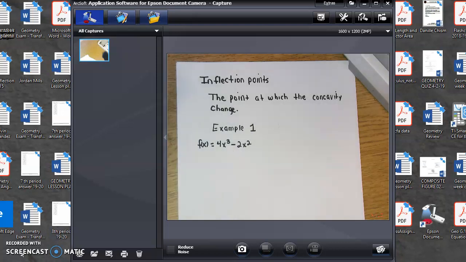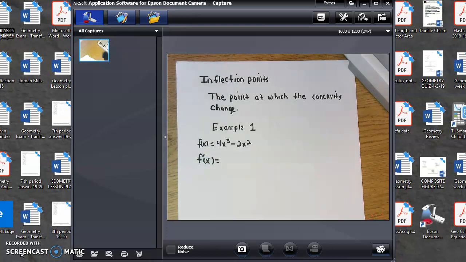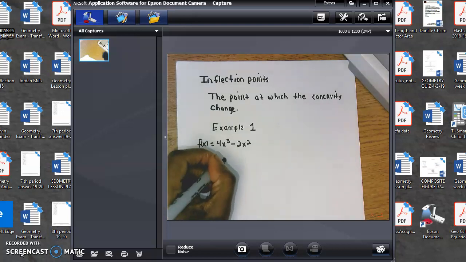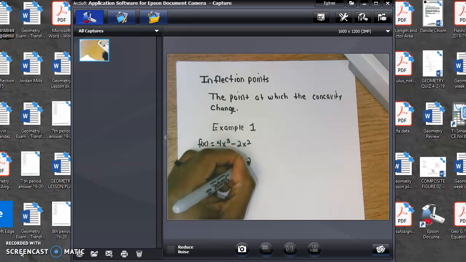So let's go ahead and take the second derivative of this function and then set it equal to 0 and solve for the independent variable. So here we go. Now this is just a polynomial function. So when we take the first derivative, we just take our exponents and move them to the front and then reduce them by 1 unit. So we should get 12x squared minus 24x.